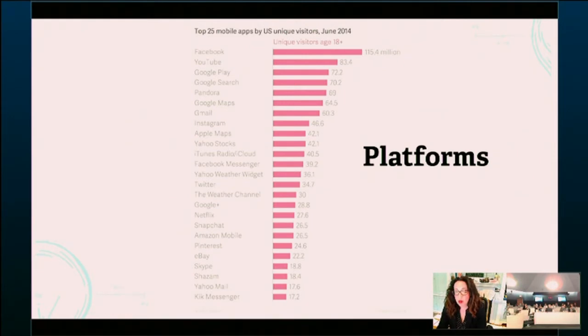If you look at the top 25 mobile platforms, so what you're looking at are the top applications now in the United States, they're all platforms. So these are all organizations that have created a platform that's malleable, that does interesting things, but uses other people's content. This is what is the most popular.